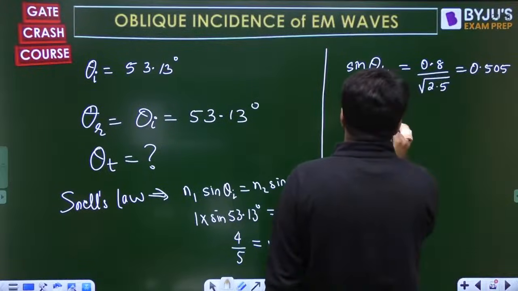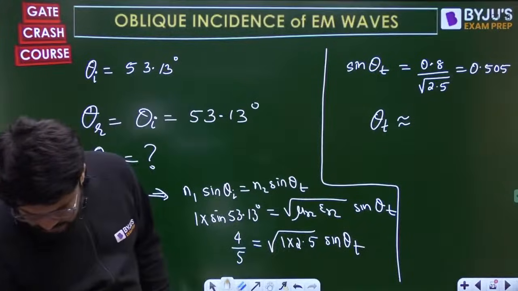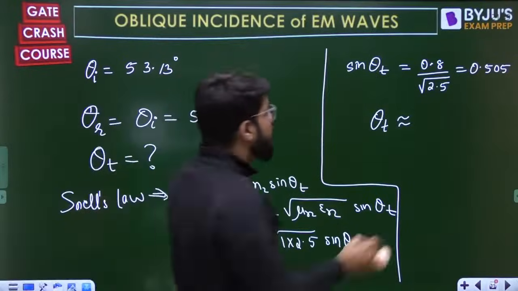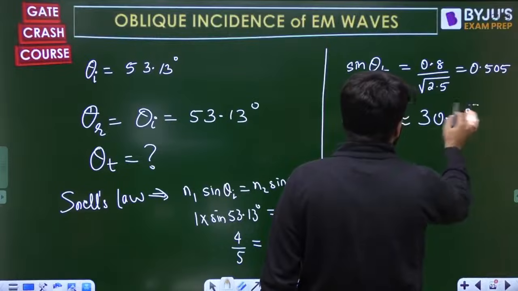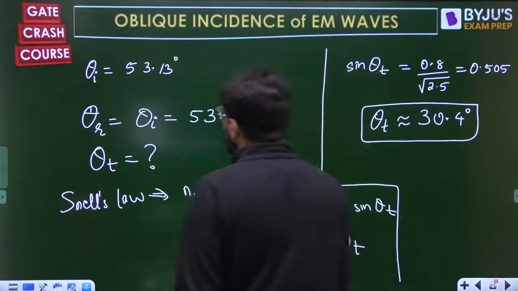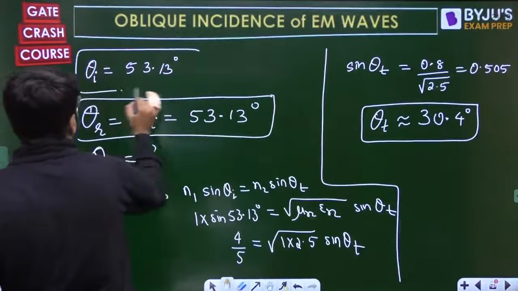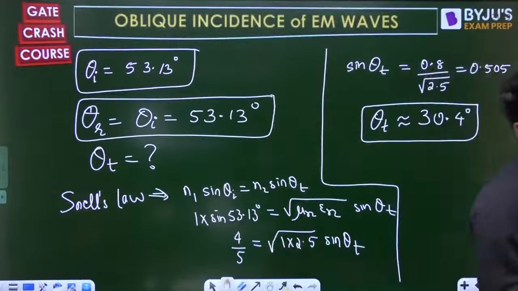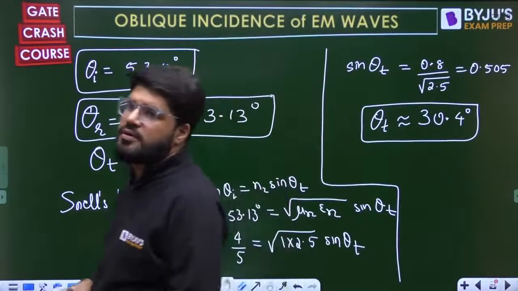0.505. So what is going to be the theta T? When I take the sine inverse of this, my answer is 30.39, or approximately, let me write this as 30.4 degree, or you can take 30 degree also. So these are all the important angles measured.